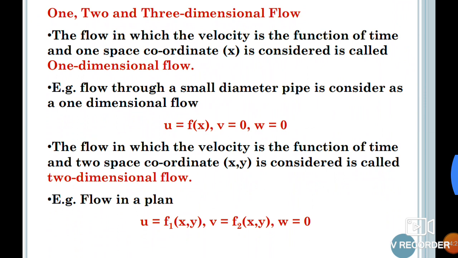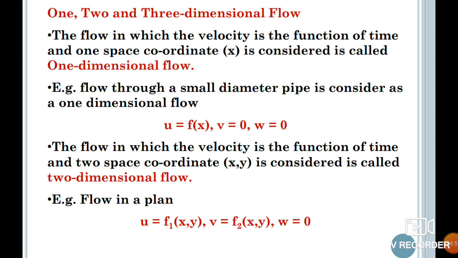And the final type of flow is 1, 2 and 3 dimensional flow. It is very simple. The flow in which the velocity is a function of time and one space coordinate is called one dimensional flow. So if velocity is u, then it will be dependent on x axis only. Then that type of flow is known as one dimensional flow. In y and z direction, the velocity will be 0.